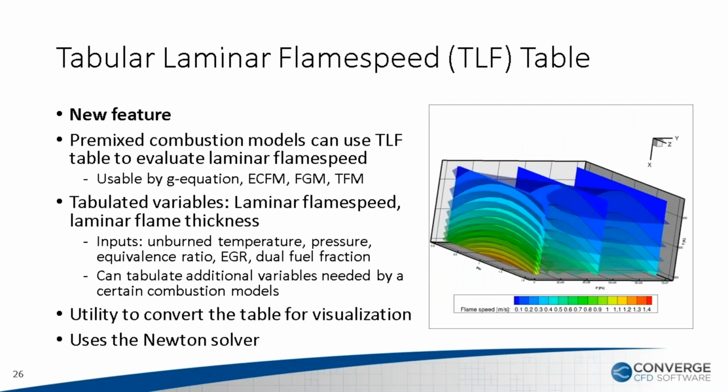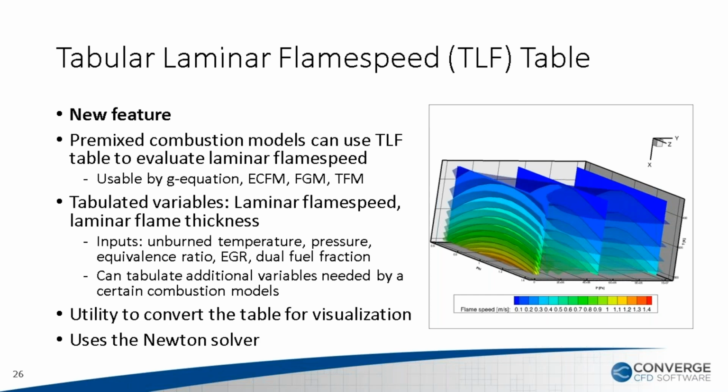So now we move on to the tabular laminar flamespeed table. This table basically tabulates laminar flamespeed in terms of unburnt temperature, pressure, equivalence ratio, EGR, and fuel fraction. This table can be used by premixed combustion models that need laminar flamespeed as part of the model input, so it's usable by G equation, ECFM, FGM, and TFM. In the example of TFM, there might be additional variables that we need in the table, and our Converge 0D table generation can do that also.